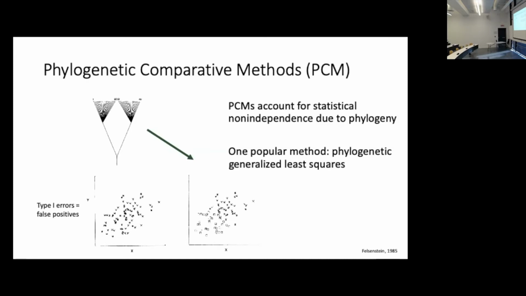So these phylogenetic comparative methods account for this non-independence due to phylogeny, and the method that's implemented in the newly developed methods is phylogenetic generalized least squares. And I won't go into that in too much detail here.